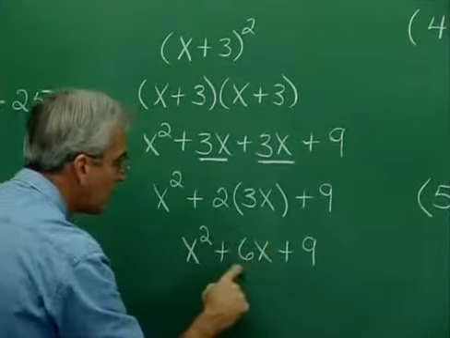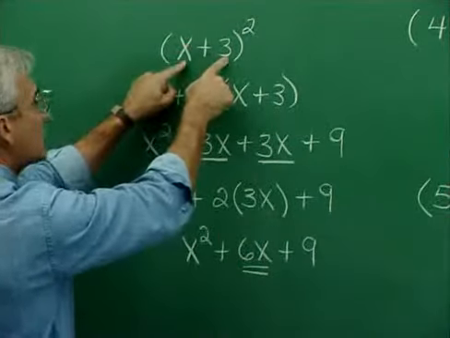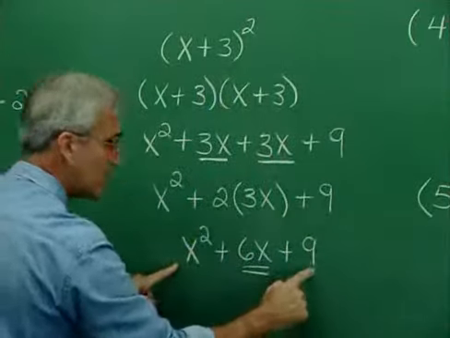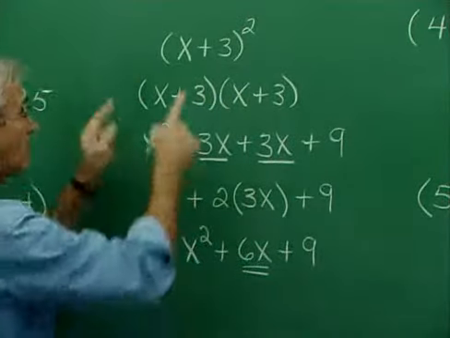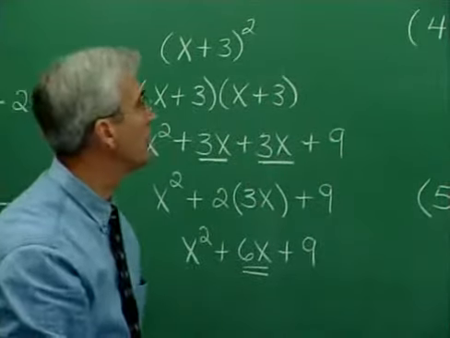So the middle term turns out to be double the product of these two. And the first term is the first term squared, the last term is the last term squared. The middle term is just double the product of the two. Now we can use that idea to deal with a problem like this.